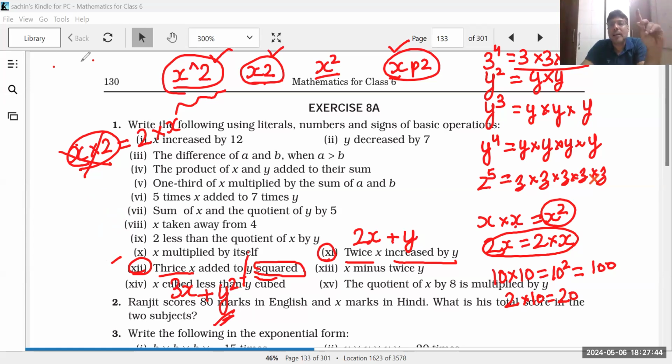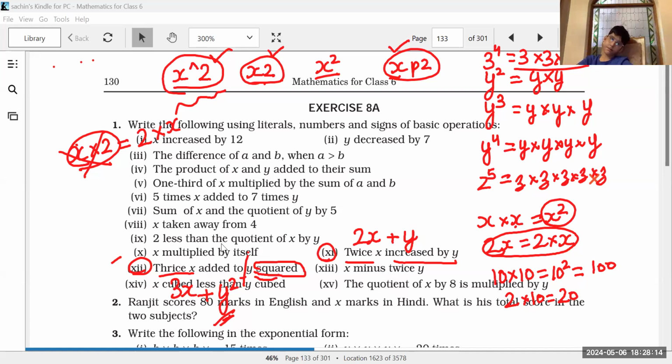Twice means 2 multiplied. Like, what will twice of 4 be? 8. But what will 4 square be? 16. Understood? Sir, the answer in the 12th is like x3 plus y2. Beta, it is not x3, it is 3x plus y2. So it should be 3 multiplied by x, and y2 is like a square, right? Y2 is a square.